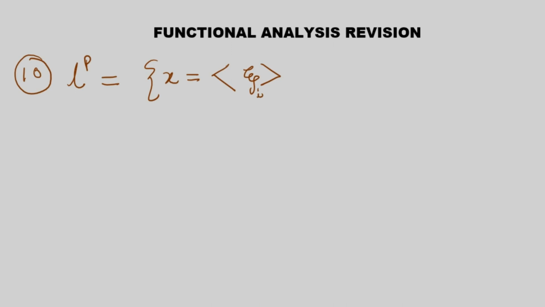Okay, so today what we are going to do is this. Point number 10. We had done till 9 points. This is point number 10. Let's say l^p is equal to x is equal to, okay students, the Greek letter zeta, this is a sequence, ζ_i, where ζ_i belongs to F for all i belonging to natural numbers.